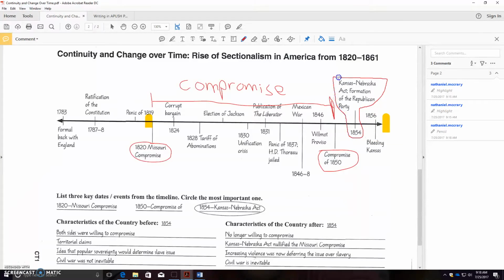in 1854. Now, it is going to basically strike out the Missouri Compromise. It says that the Kansas territories and the Nebraska territories will be open to slavery via popular sovereignty, meaning that the people in the territory can vote on whether or not they want slavery.